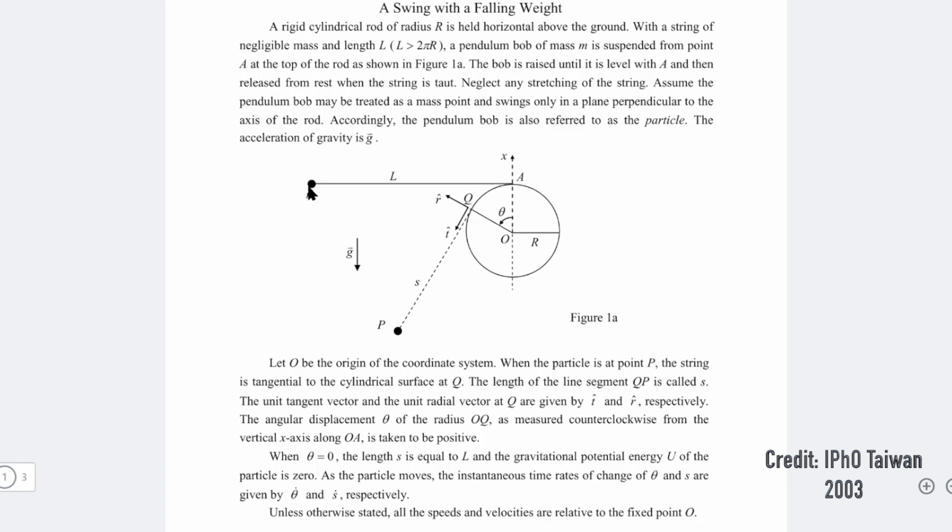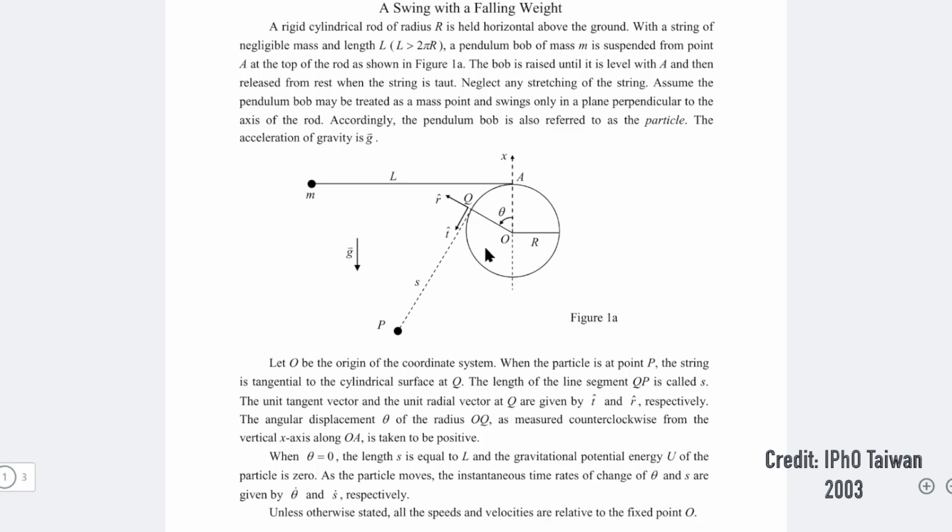Now the trickiest bit is to really understand what's going on. The idea is that when you release the mass, this whole rod is actually rotating. The attachment point itself is moving, let's say, from here down to the other side. Okay, so now that we have an idea of what's going on, we're given a coordinate system.